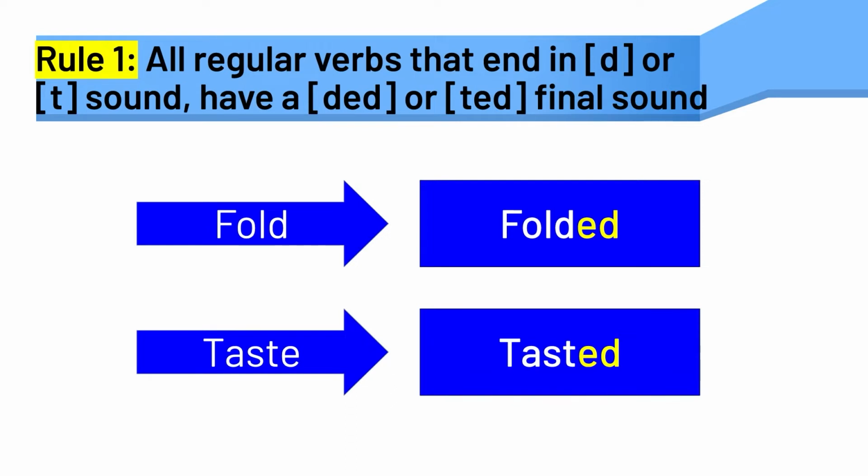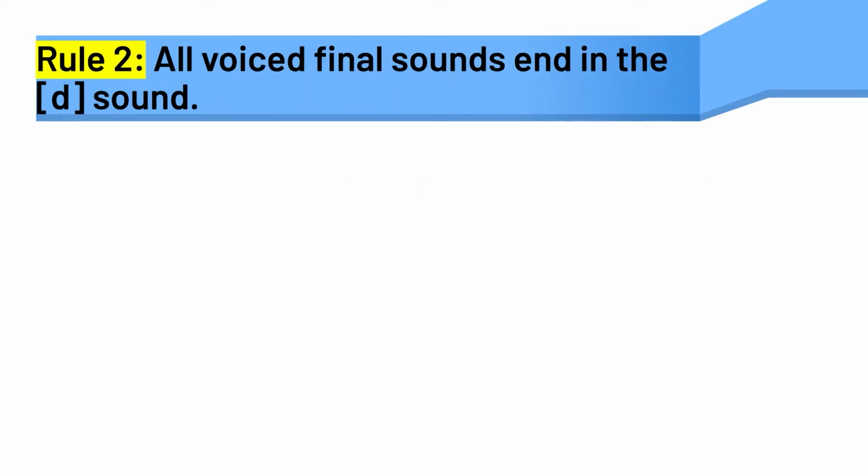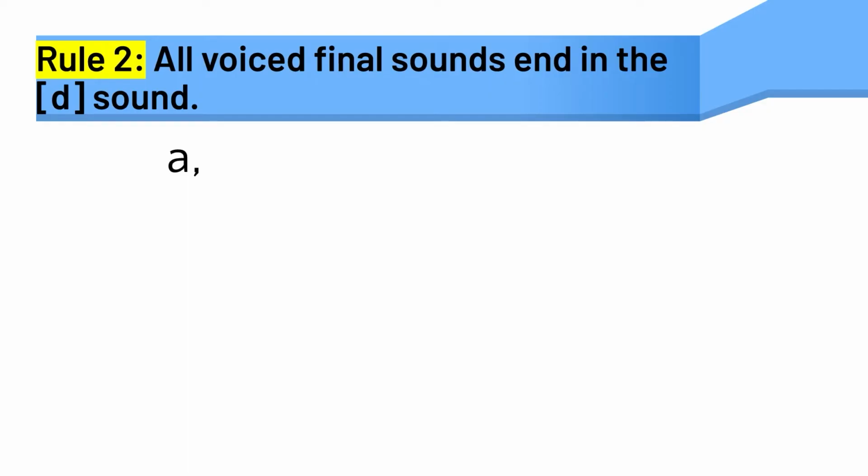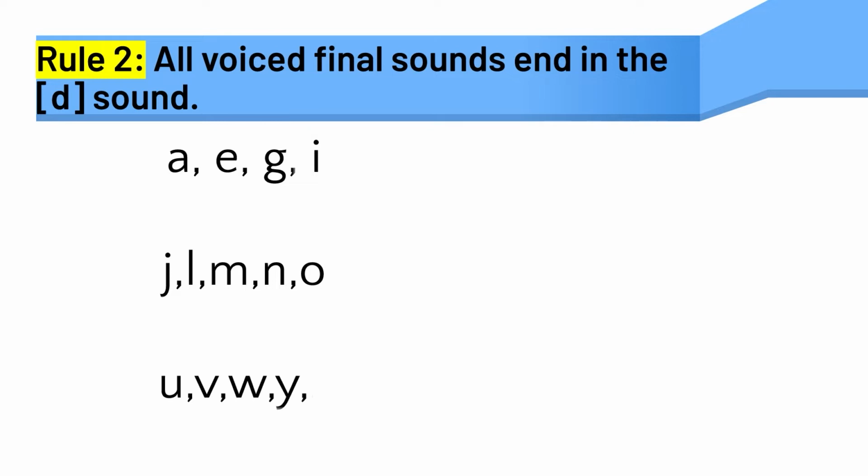Let's move on to rule number 2. Rule number 2 is that all voiced final sounds end in the d sound. First, we need to consider what all the voiced sounds are. These are A, E, G, I, J, L, M, N, O, U, V, W, Y, Z. The good thing is that you don't need to memorize these letters or sounds to know what they are voiced letter sounds. There's an easier way of knowing if a verb ends in a voiced sound.